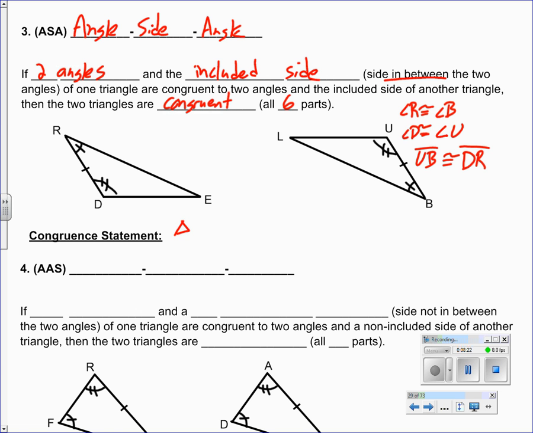So our congruent statement, triangle RED, match that same order on the second triangle. R corresponds to B, E corresponds to L, and D corresponds to U. So triangle RED is congruent to triangle BLU. And we give our reason, angle side angle. So we'll put ASA in the parentheses.